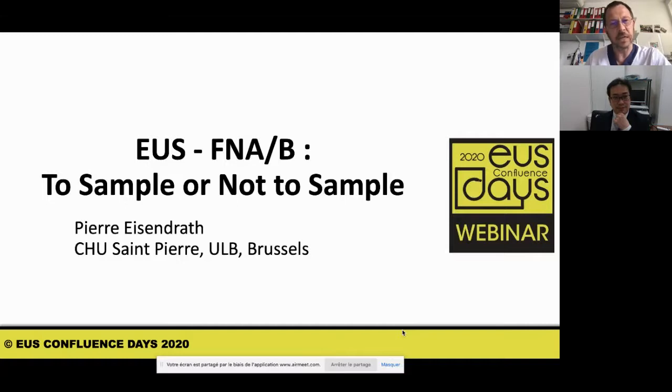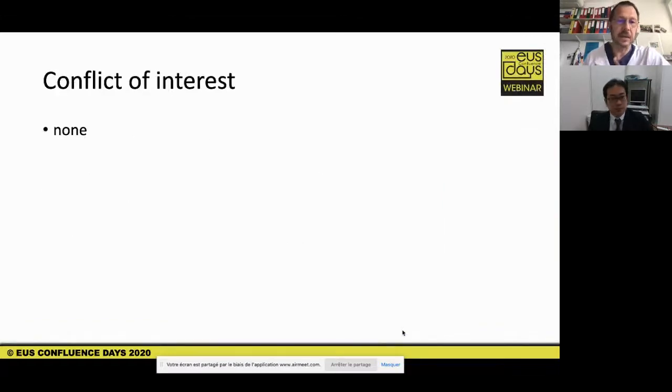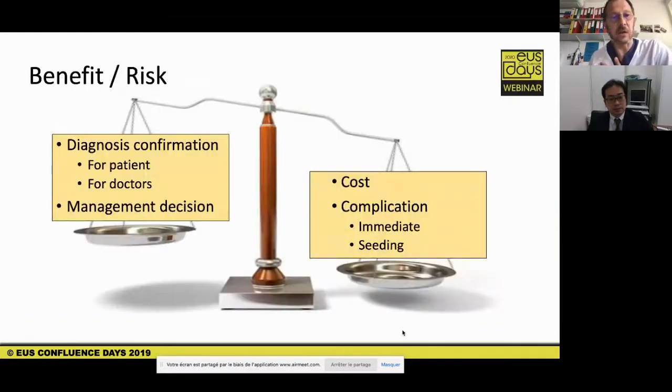My talk today is to share with you a more basic discussion about the place of sampling with EUS by doing FNA or FNB. So do we have to do sampling or not? And this, as with all our techniques, whether diagnosis or treatment, we have to consider by weighing the benefit and the risk of the procedure.